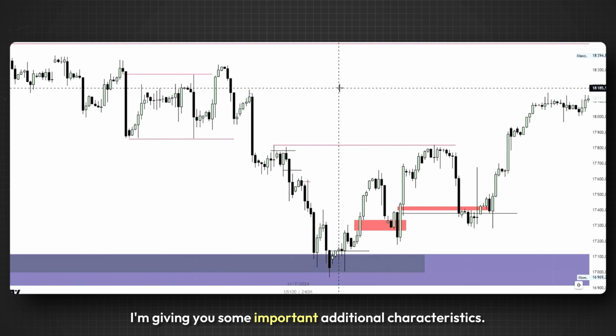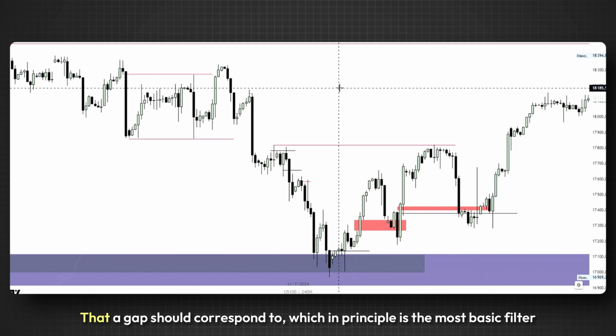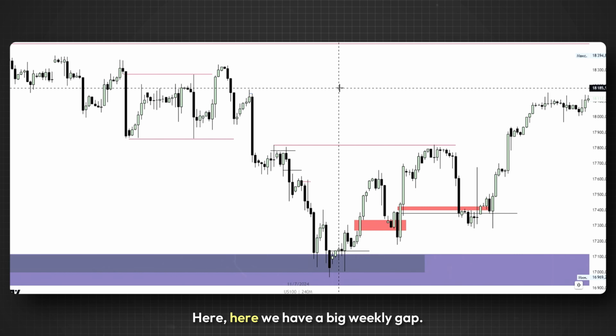I'm giving you some important additional characteristics that a gap should correspond to, which in principle is the most basic filter that you should have in order to filter out unnecessary things. Again, the same story. Yes, everything on the example of indices here, we have a big weekly gap. Here the price was growing somewhere for several weeks. And here it was rebalancing one gap at the beginning of the year.